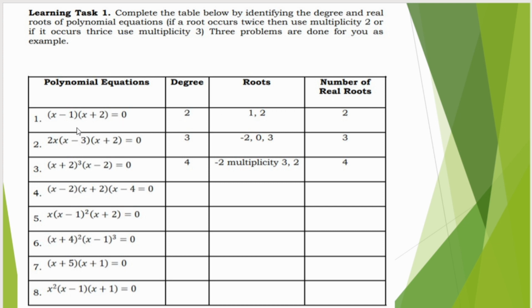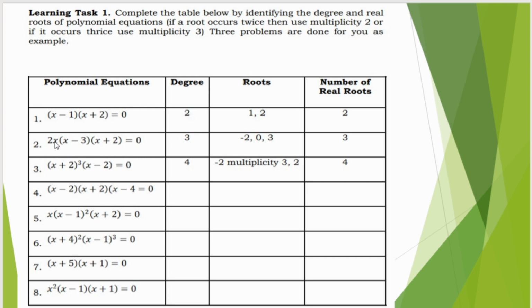The second root is x plus 2, transpose positive 2, it will be a negative 2. So, you must have 1 and a negative 2. Then, how many real roots do you have? 2. Since your highest degree is 2.